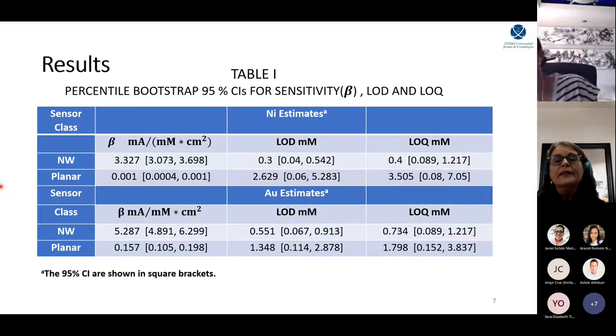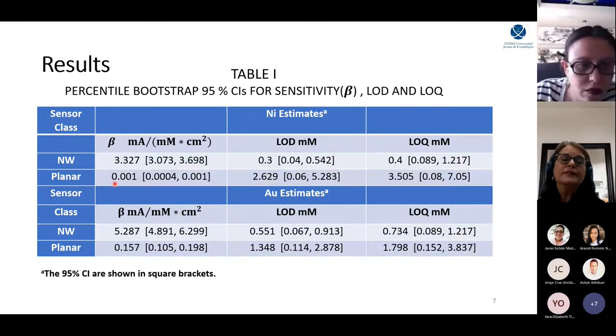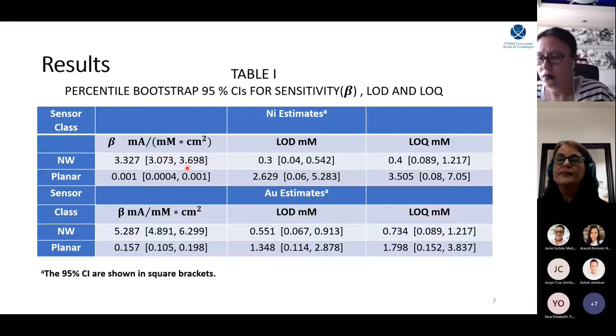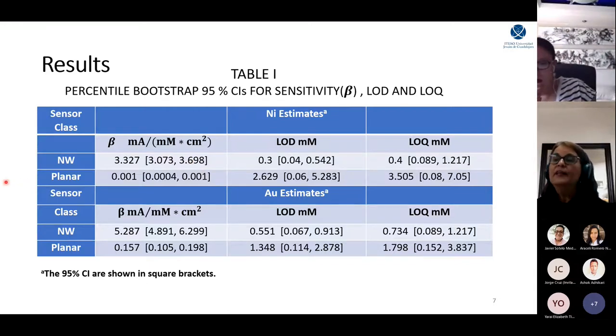And we compared the result of the asymptotic method with the bootstrap results. For the nickel planar, the interval is -0.001 to 0.002. Here in the bootstrap, we have an interval estimation with 0.004 and 0.001. In this case, we have all the results without including zero. It can be significant, but in the planar nickel with the asymptotic approximation method, they include the zero. It means that it's not significantly sensitive.